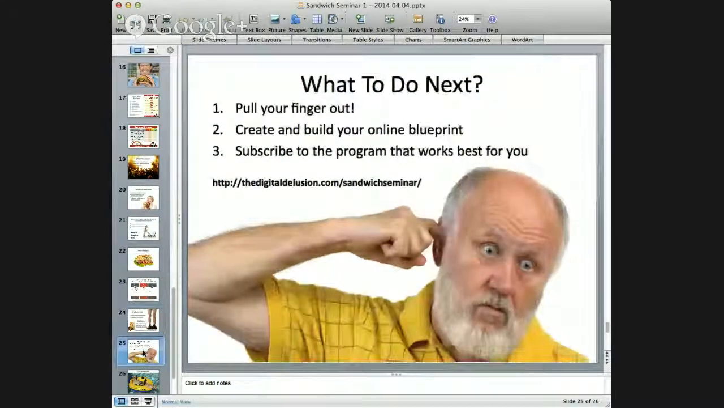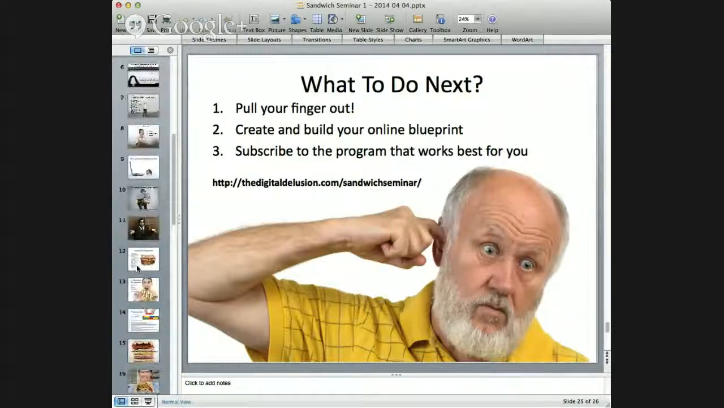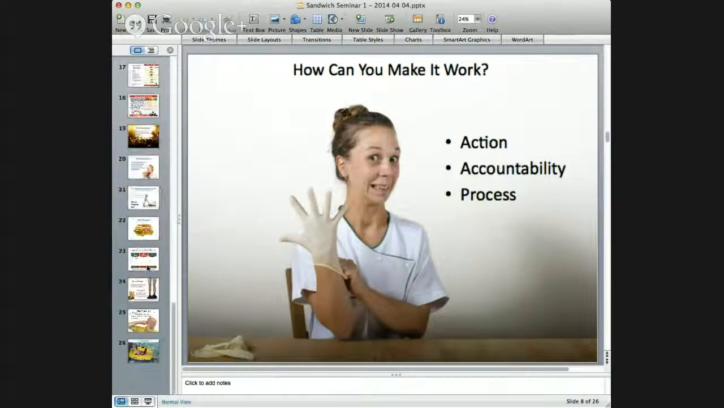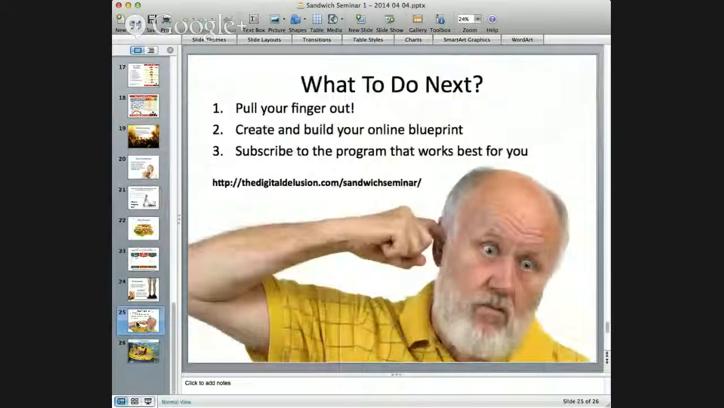So what do you do next? Well, first things first, pull your finger out. Get something done. Remember what I told you about the three things that we needed to take a look at? Action, getting it done; accountability, making sure that you do it; and then process, right? I can't help you with accountability. I can't help you with action. I can coach you and say you've got to do this, but at the end of the day, you have to do it. What I can help you with is process. This is what's going to build your blueprint. This is what's going to build your infrastructure. This is what's going to give you what you need for your business online, without question.